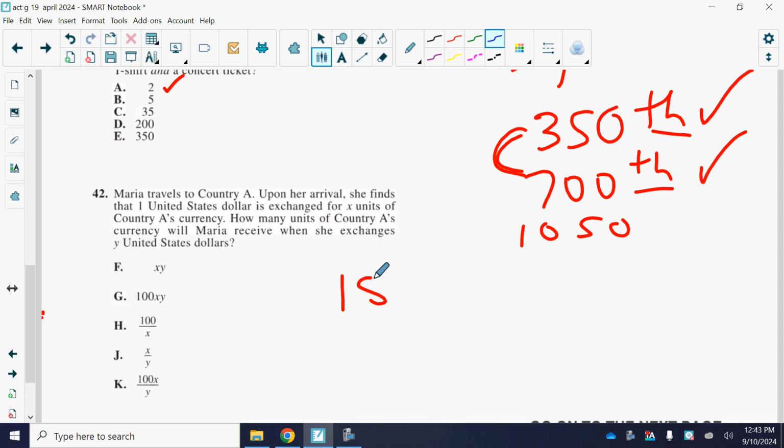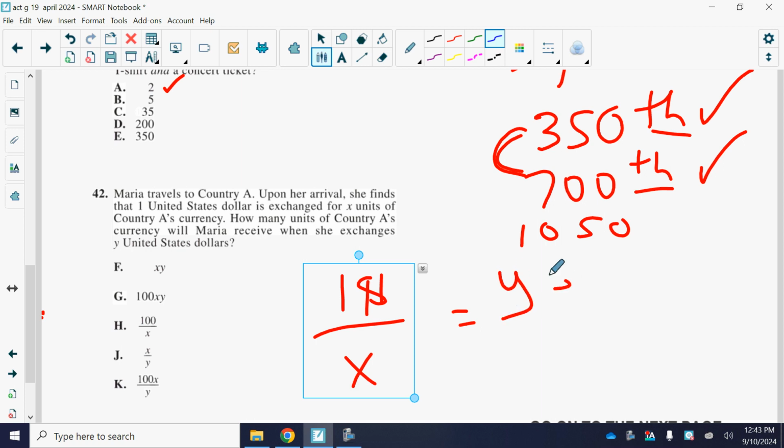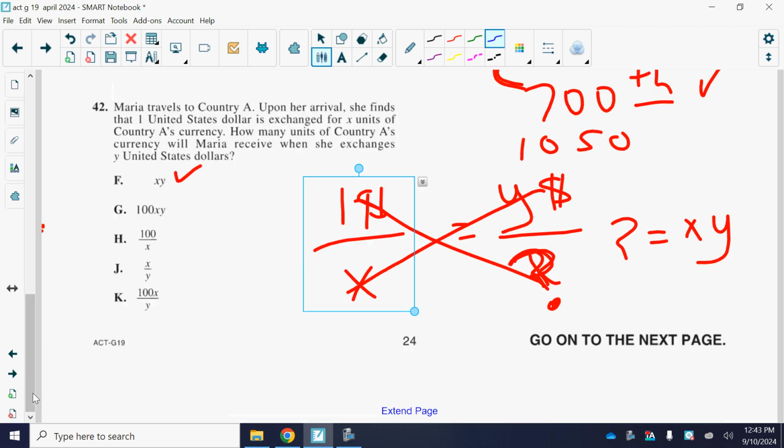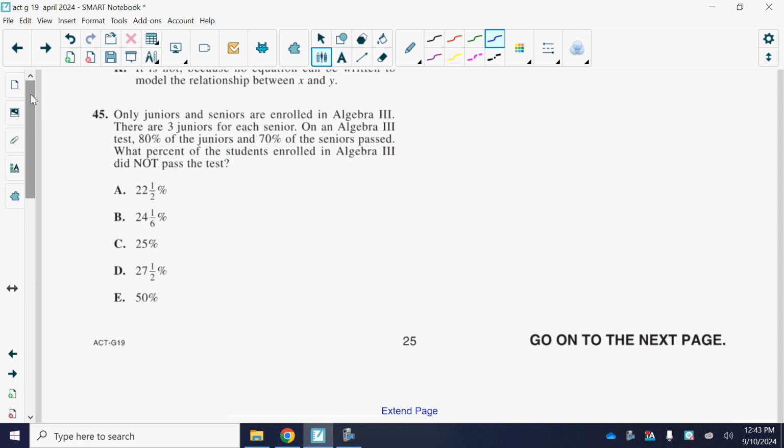$1 is X units of the foreign country. So how many units of the foreign country will be Y dollars? You keep your dollars with your dollars, and you keep your foreign currency with the foreign currency. So $1 is X, Y dollars is the question mark. I started to put X and realized I used X already. Cross multiply. So 1 times question mark is X times Y. Glad I had a mathematical formulaic idea there. That would have come to me difficult.